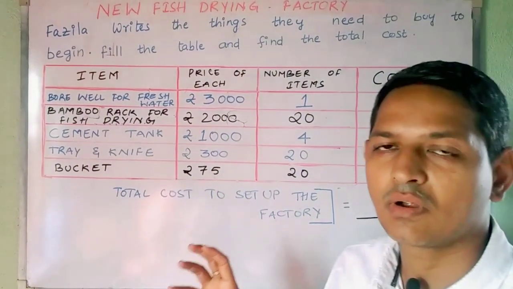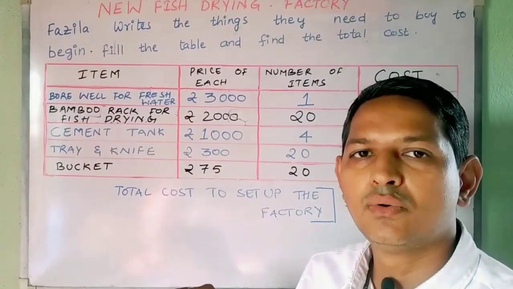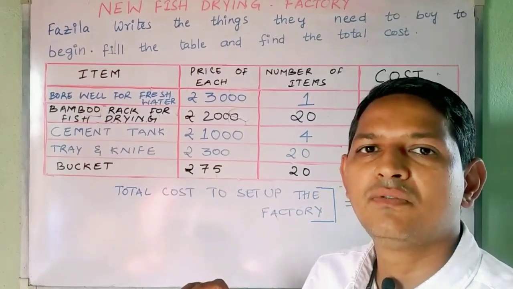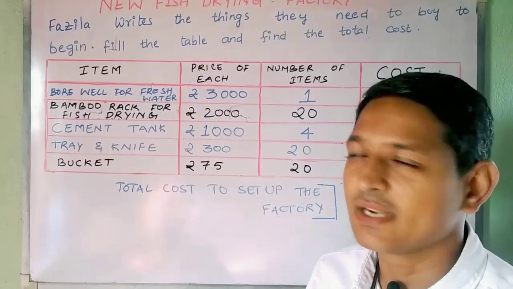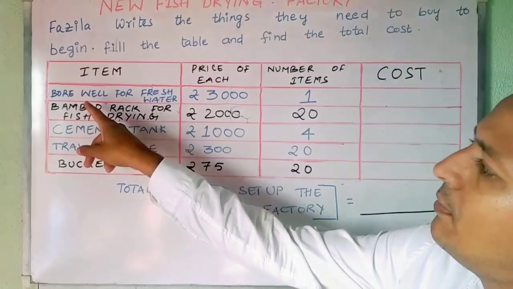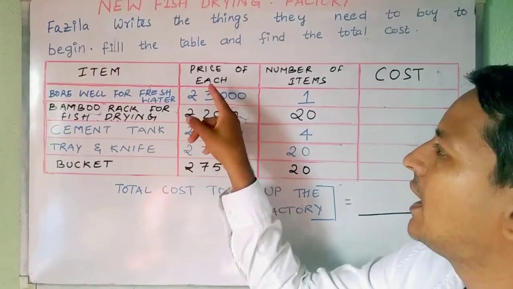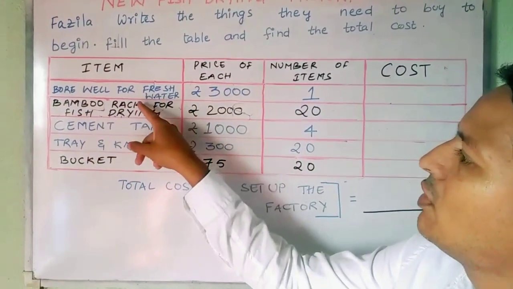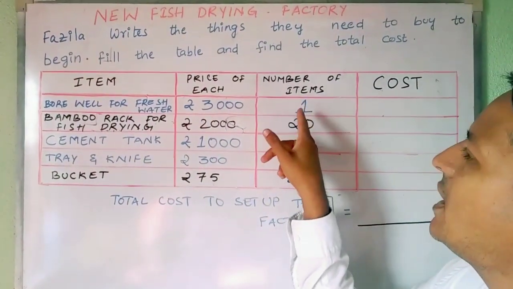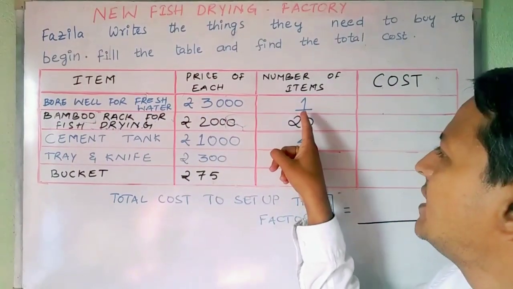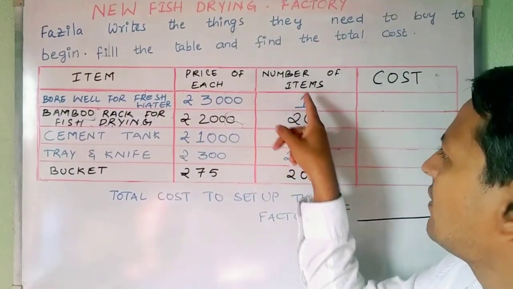So what is the total cost required to set up a new fish drying factory is to be estimated by us. So let us see what items are required. Borewell for fresh water, and how much is the cost of the borewell for fresh water? It is rupees 3,000. And how many are needed? One borewell is needed. So the number of items is 1.